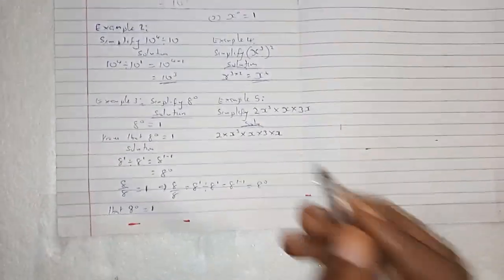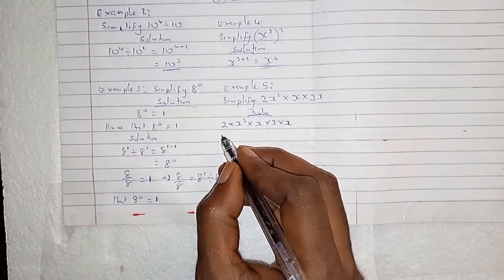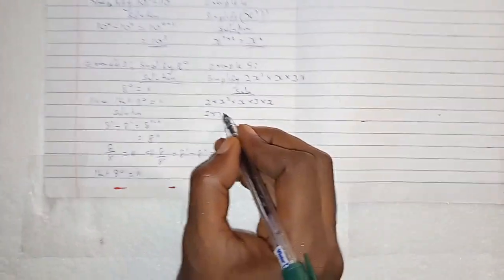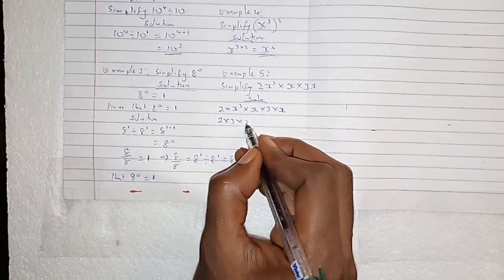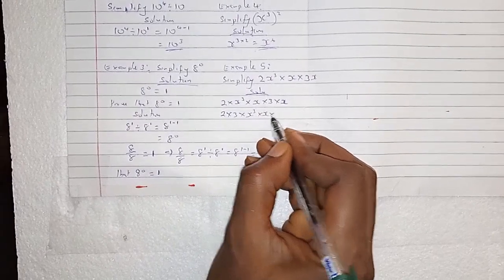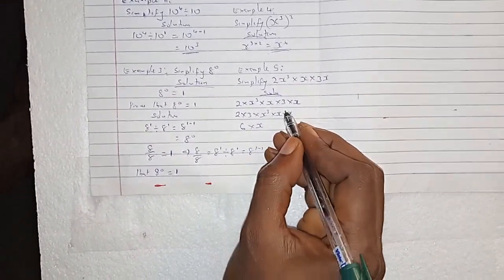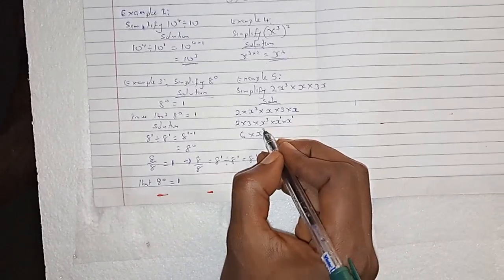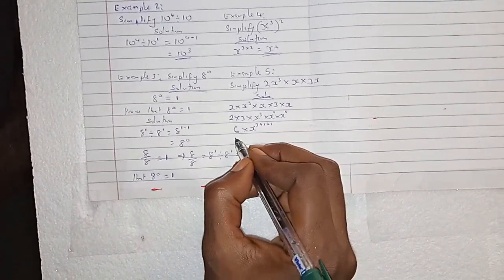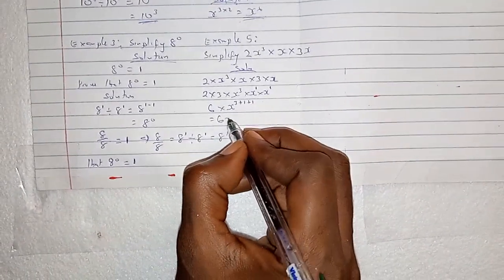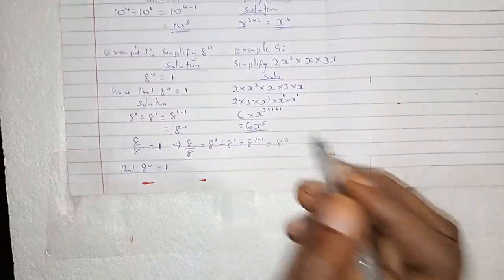So we put all numbers in one place, all figures in one place. That is 2 times 3. Then all letters in one place, x raised to the power of 3 times x. 2 times 3 gives us 6 times x raised to the power. This one is power of 1, this one is power of 1. That means 3 plus 1, which eventually gives us 6x raised to the power of 5, the final answer.